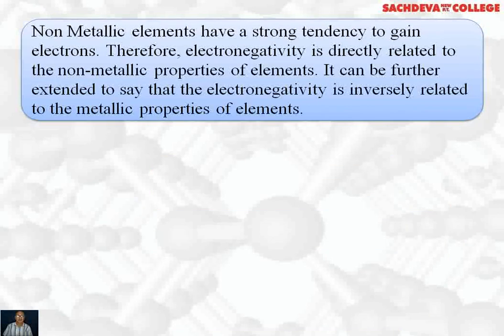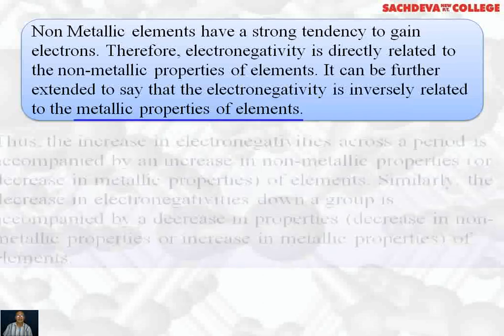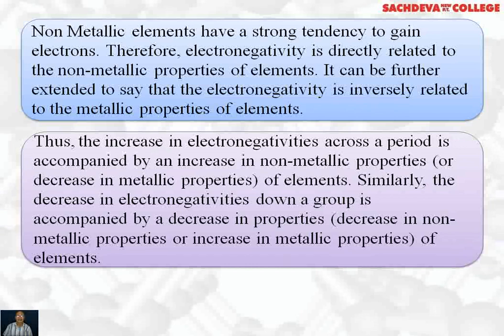Non-metallic elements have a strong tendency to gain electrons. Therefore, electronegativity is directly related to the non-metallic properties of the elements. It can further be extended to say that electronegativity is inversely related to the metallic properties of an element. Thus, the increase in electronegativities along a period is accompanied by an increase in non-metallic character, or a decrease in metallic properties of the elements.